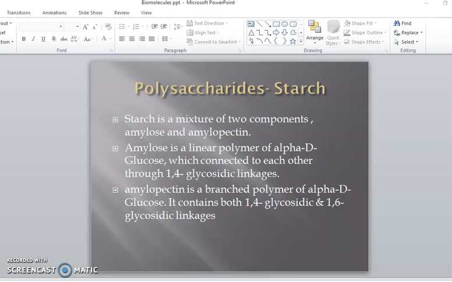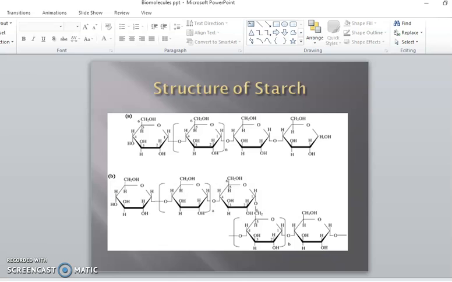While amylopectin is a branched polymer of alpha-D-glucose, and it consists of both 1,4-glycosidic and 1,6-glycosidic linkages. I will show all this in the next figure, next slide. See, the first one is the amylose. This is the amylose, while this is the amylopectin. So what is that amylose?